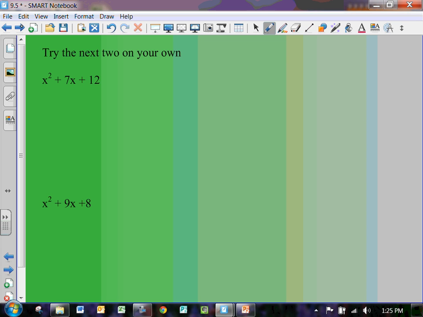Okay, so step 1, make sure we find our factors of 12. So 1, 2, 3, 4, 6, and 12. So we're looking for a set that adds up to be 7 in the center. So 3 and 4 is going to be my set. So I know I've got x, 3, and 4. And if we've got a plus sign here, we either have plus or minus to work with. And the 7 is positive, so that means I'm going to go plus.